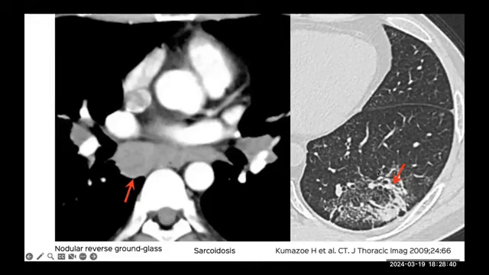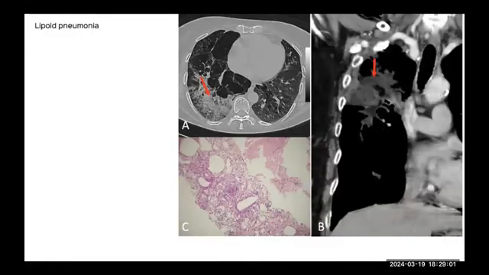This is a patient known to have sarcoid, with a reverse ground glass appearance. So you can see the ground glass in the center, and at the periphery you have consolidation, but it's nodular. So this nodular periphery, or a nodular atoll sign, is something that occurs with granulomatous disease, either sarcoid, sometimes vasculitis, or tuberculosis. And this patient had lipoid pneumonia and we had biopsied it.